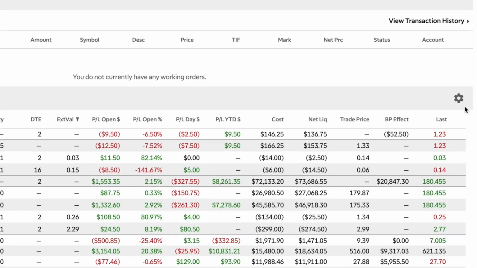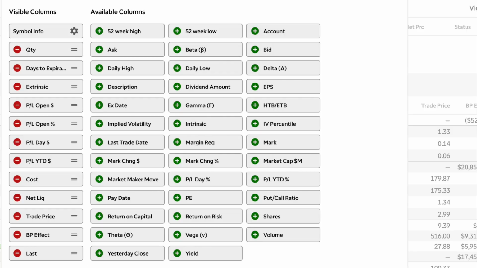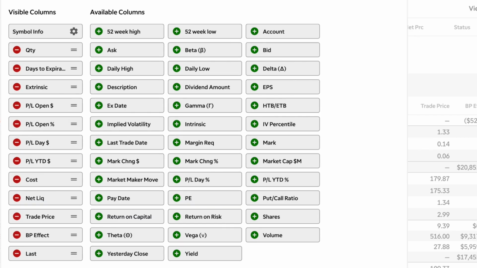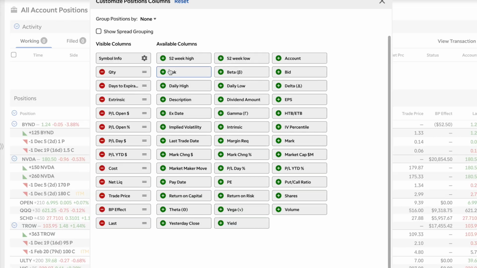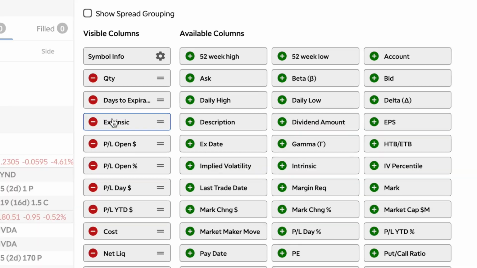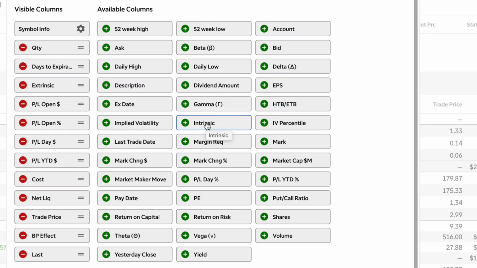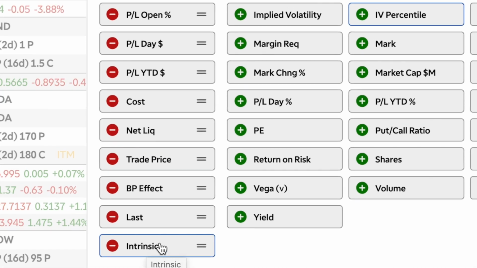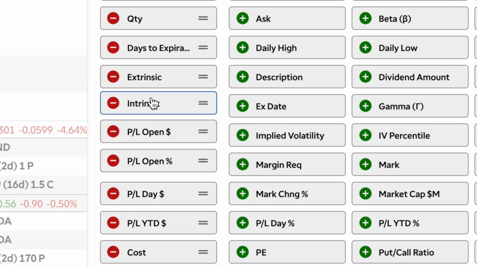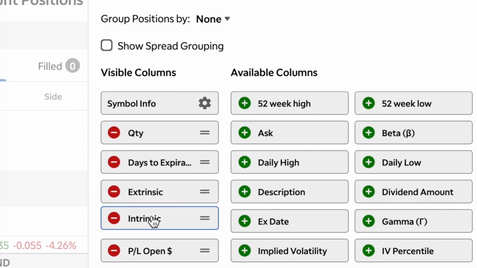I'm going to go over here to this gear icon, and it opens all of the available columns that I can display when I am analyzing my positions. So you'll see that the extrinsic column is highlighted. I could also display intrinsic value, which I will do just briefly. I'm going to grab it and move it right up next to the extrinsic column.